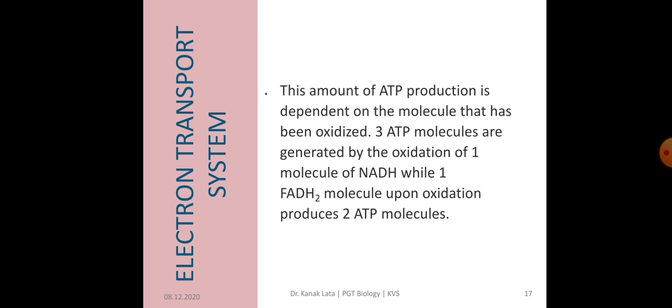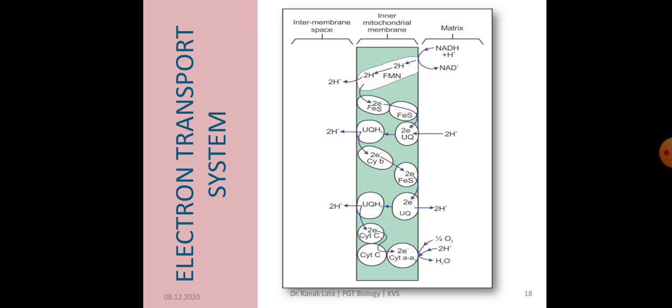This amount of ATP production depends upon the molecule that has been oxidized. Altogether, 3 ATP molecules are generated by the oxidation of one molecule of NADH, while one FADH2 molecule upon oxidation produces 2 ATP molecules. Here is the flow diagram of electron transport system.